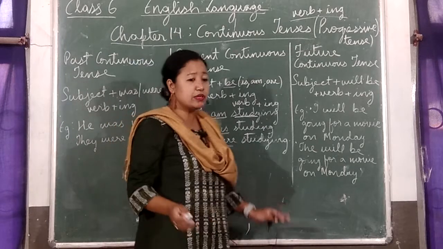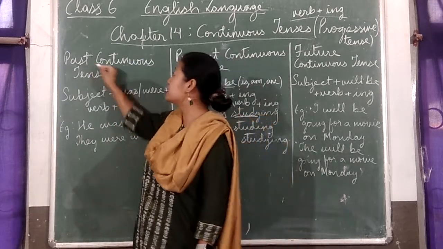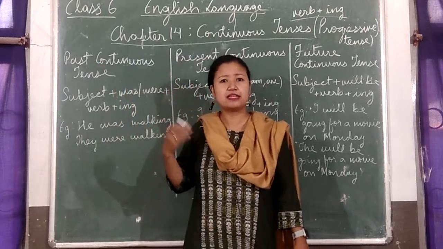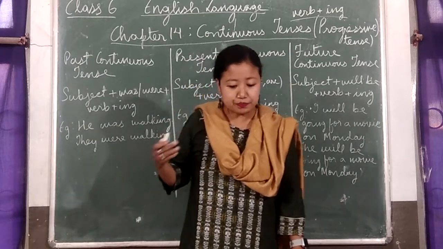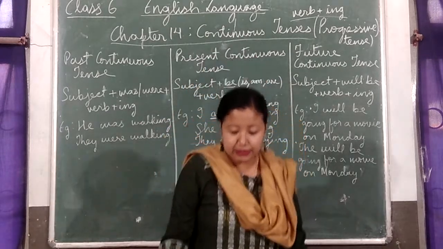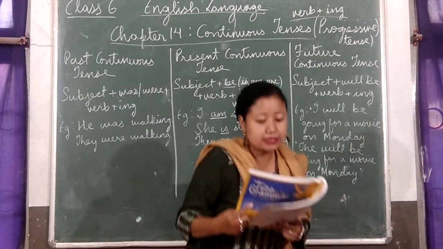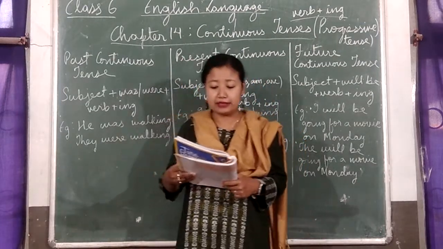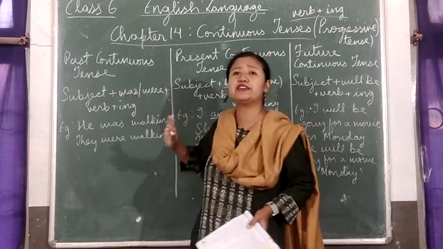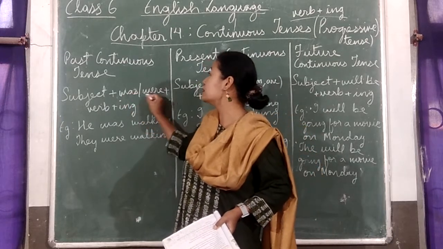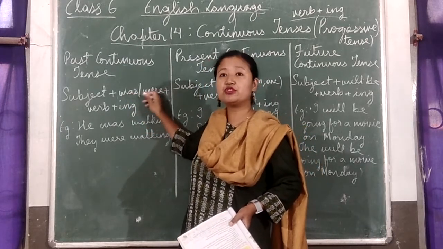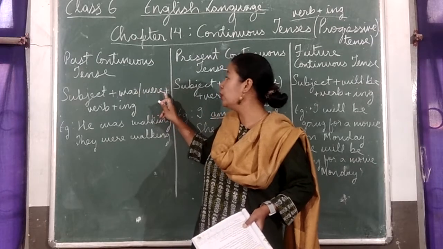Okay, now let's go to past. When I say past, what do you understand? That has gone, right? So past indicates an action that was going on in the past. Okay, here also very simple. You will use was, were. I'm sure you know when to use was, when to use were, right?